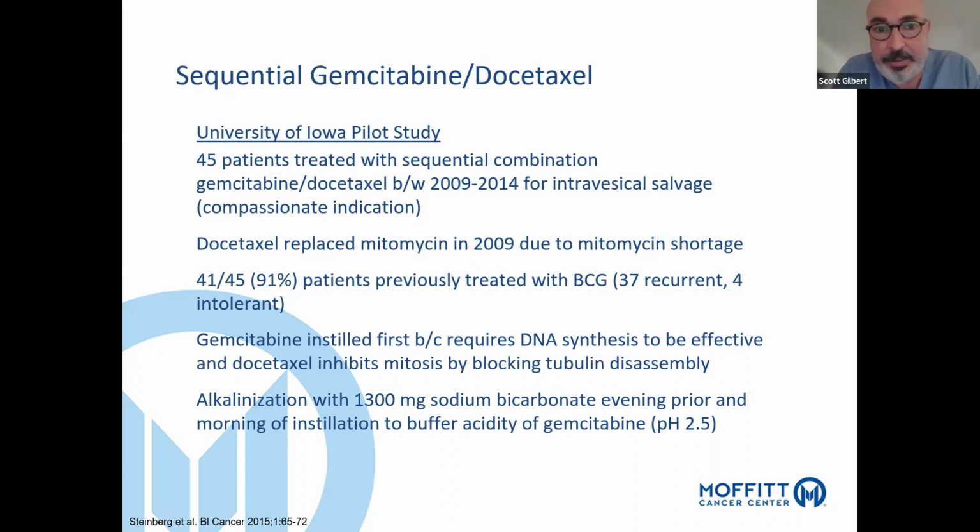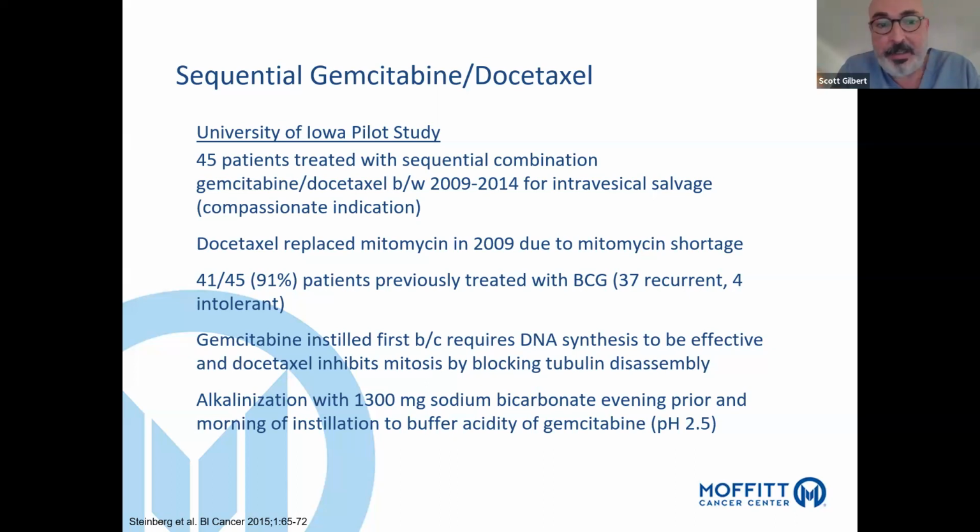So 45 patients treated with sequential combination therapy between 2009 and 2014 as a salvage, meaning that patients did not want it, they refused cystectomy, or they were not good candidates for cystectomy, and they couldn't get additional BCG therapy. So this was very early days of using 2nd line sequenced intravesical chemotherapy for people who'd failed BCG instead of just taking their bladder out. And 91% of patients had previously been treated with BCG.